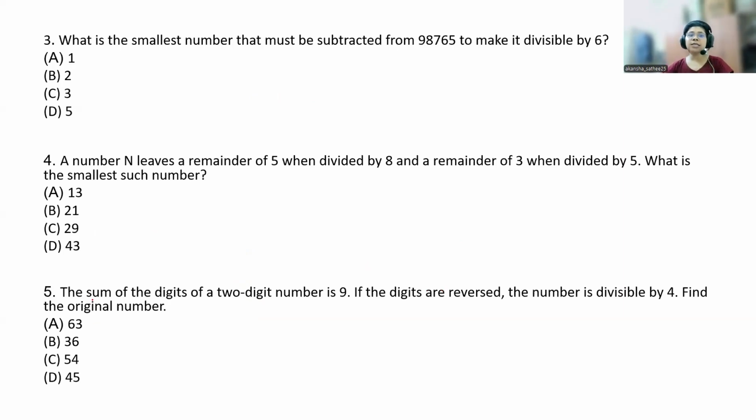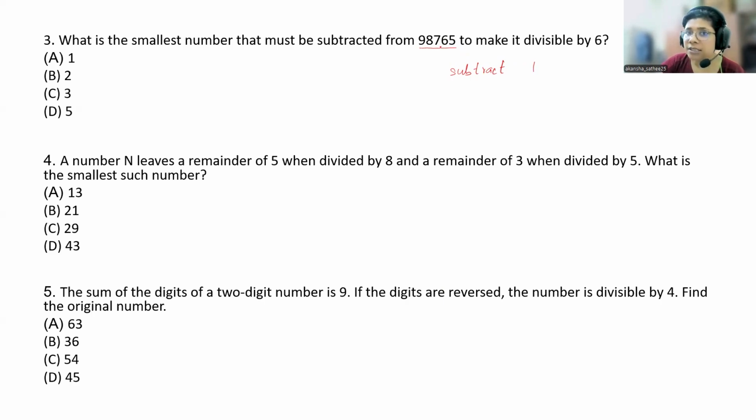Next problem. What is the smallest number that must be subtracted from this to make it divisible by 6? You know that a number is divisible by 6 if it is divisible by 2 as well as 3. You know that a number is divisible by 2 if the last digit is an even number. So first, if you subtract 1, it becomes 4. So subtract 1 and see whether the resulting number is divisible by 3.